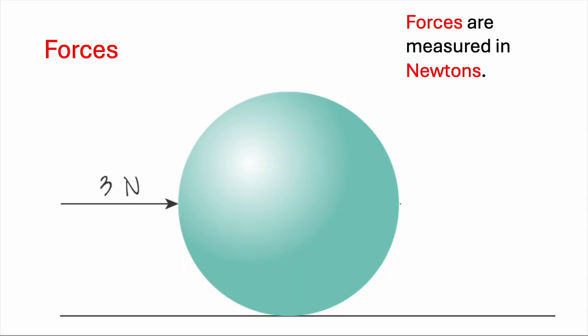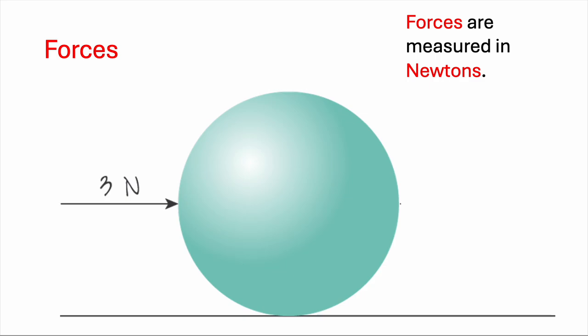Now a force is a quantity that we measure in newtons. We could use a Newton meter to measure that force. Here in this case, you can see an arrow pointing to the right, and the size of that arrow is 3 newtons. So what we're doing here is we're pushing the ball with a force of 3 newtons.